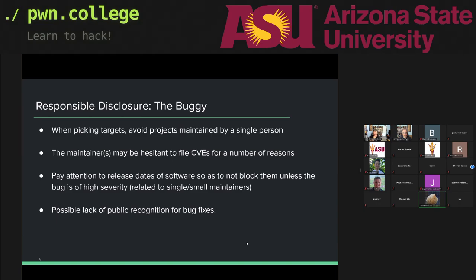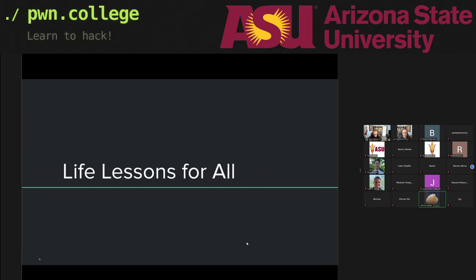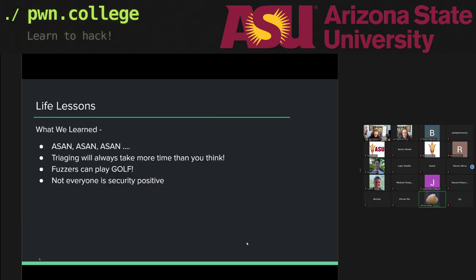And it's important to take the proper steps to make sure that it doesn't. So we have some life lessons, some good takeaways. So first, ASAN. As we had mentioned, we didn't have many crashes before we started using some form of a sanitizer. And as soon as we did, we instantly got crashes. So if you're trying to fuzz something and it's taking a while and you're not seeing any good success, try using a sanitizer. You might find more success than you think that you would, especially as simple of a fix as it was for us.